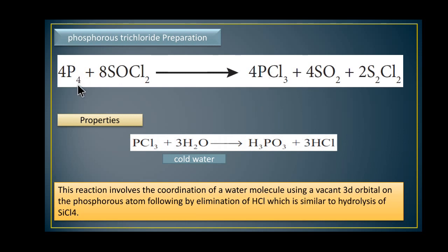So when white phosphorus, the molecular formula P4, is it clear? You don't consider these four, it's a mistake. So white phosphorus P4 is going to react with SOCl2. What is SOCl2? Thionyl chloride. The products are PCl3, phosphorus trichloride, SO2, sulfur dioxide, and S2Cl2, disulfur dichloride. Is it clear?